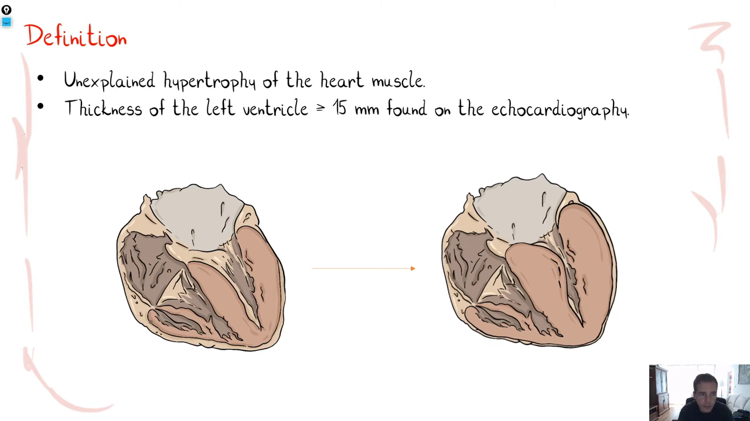Hypertrophic cardiomyopathy is defined by hypertrophy of the heart muscle with the thickness of the left ventricle more than 15 millimeters, found on the echocardiography, which is important. Because maybe you remember that the normal thickness of the left ventricle at the autopsy is up to 12 or 13 millimeters. So 15 millimeters at the autopsy would be just mild hypertrophy. But the heart at the autopsy is constricted.